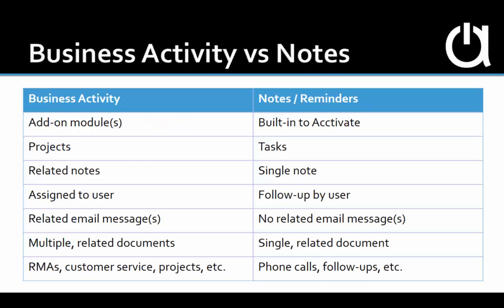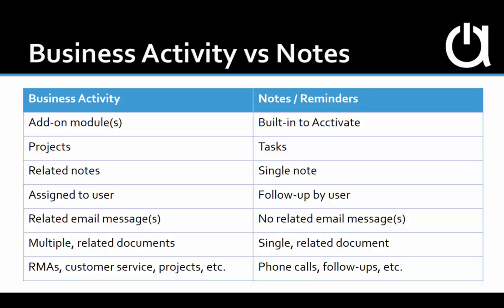So one of the questions I'm sure you have is, when should I use a business activity versus a note? These are the main differences between business activities and notes. Business activities is an add-on module or modules. There are multiple modules. So if you just need business activities by themselves, for instance, if you're not going to be adding time and materials to those projects to do service billing, we've broken those out into separate modules. So you have business activities, service billing, and also scheduling.